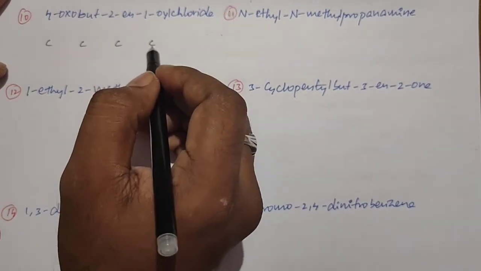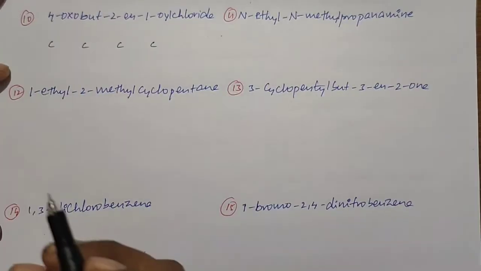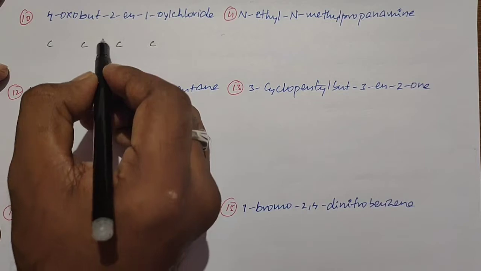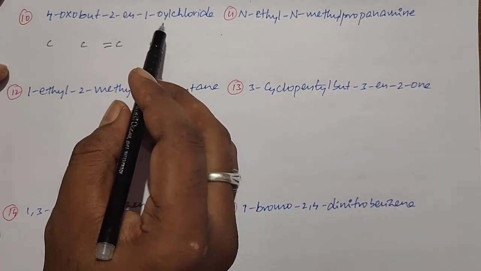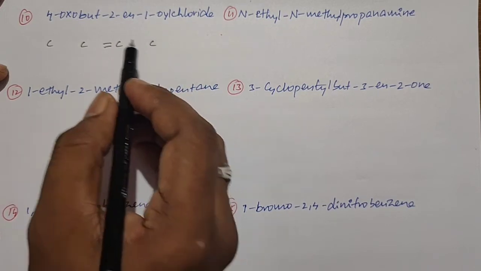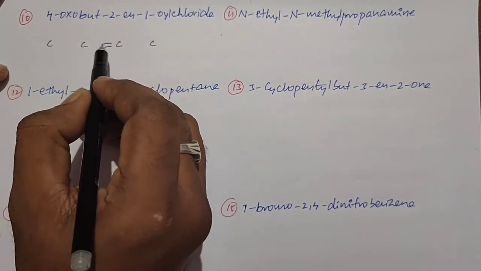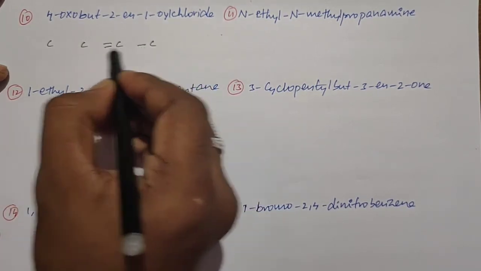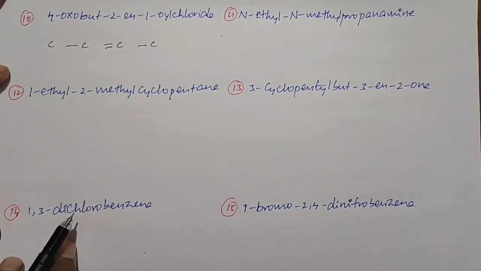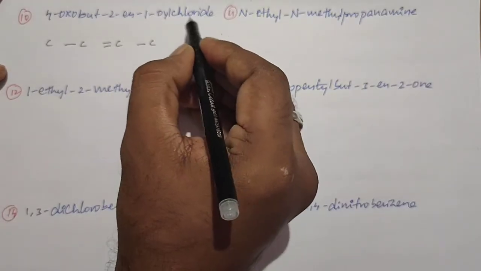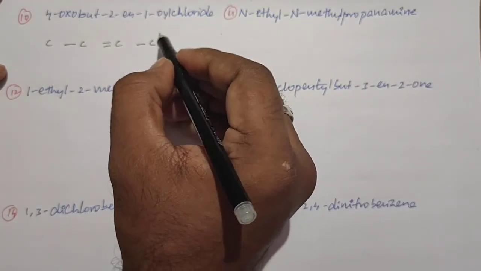I take the first carbon from the right side onwards. Between the second and third carbon we have one double bond, and the remaining bonds are single bonds. We have the secondary suffix at the first carbon. -oyl chloride is an indication of an acid chloride.